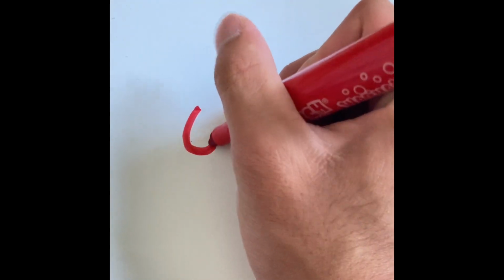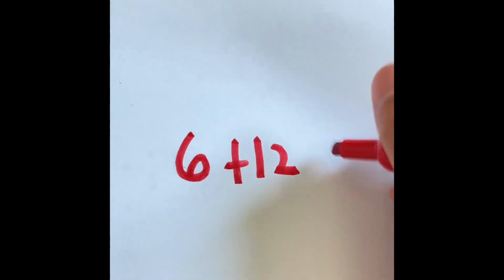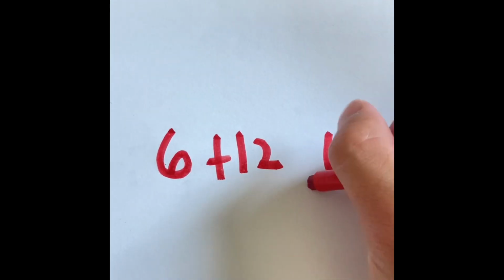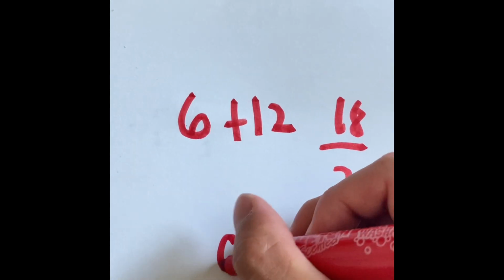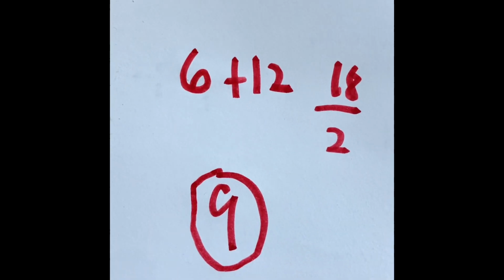What we could do is try to estimate how long it would take to do it together. Some people would take the average. 6 plus 12 is 18. Divide that by 2 is 9. 9 is a pretty good estimate for how long it would take.